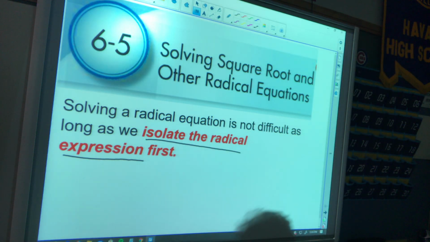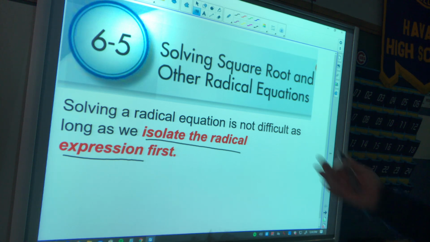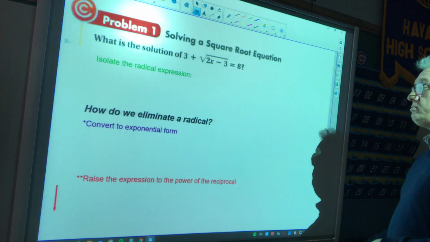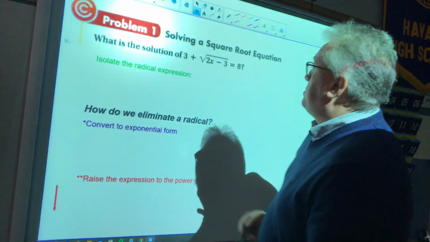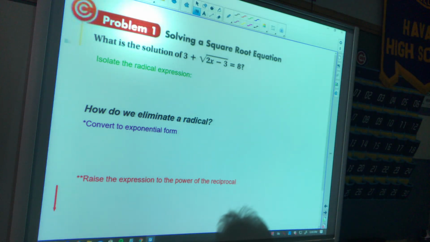Just like if you think back when we were solving absolute value equations, we needed to isolate the absolute value. The same thing works here. We need to isolate the radical. So if we take a look at this example here, 3 plus the square root of 2x minus 3 equals 8. Now, as always, we're solving for x.